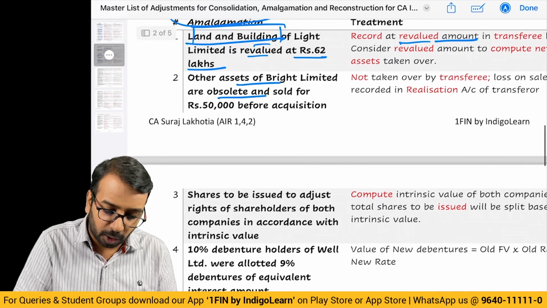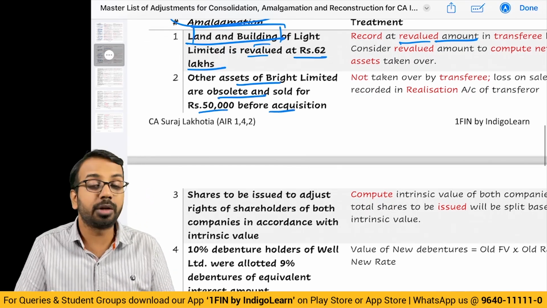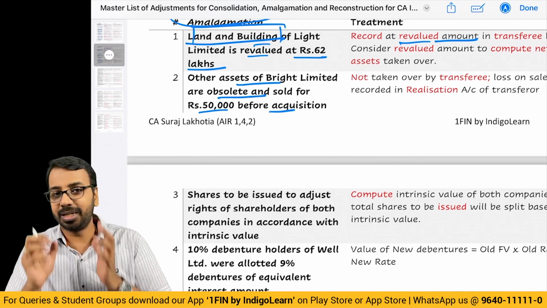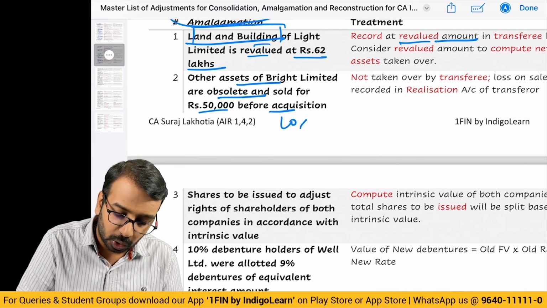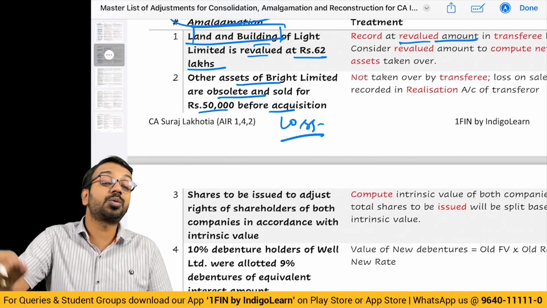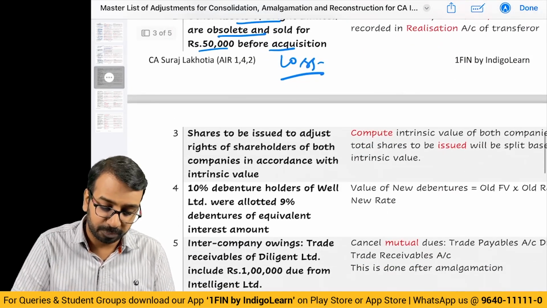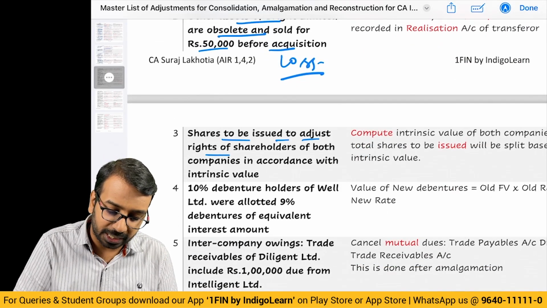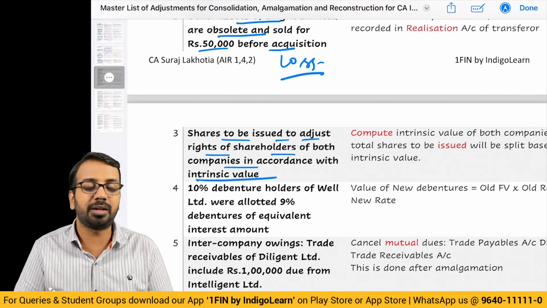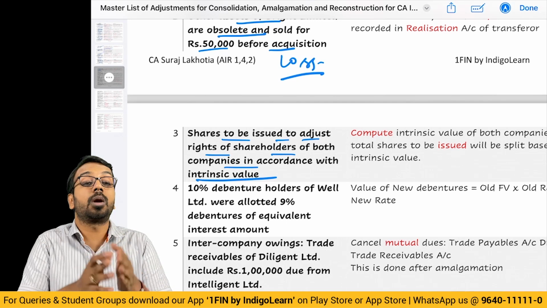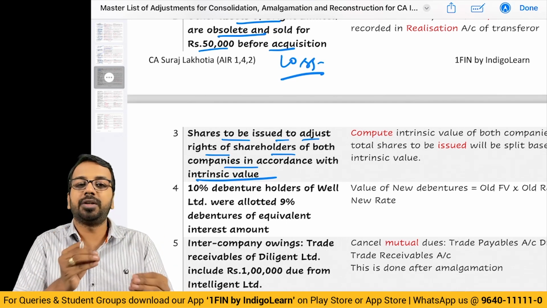If some assets have been obsolete and sold before acquisition, what will you do? You will not take this or transfer this to the purchasing company. You will record whatever is the loss and reduce it from the P&L of the transferor company. If shares are to be issued to adjust the rights of shareholders in accordance with the intrinsic value, you will compute the intrinsic value and split the total purchase consideration in the ratio of intrinsic value.